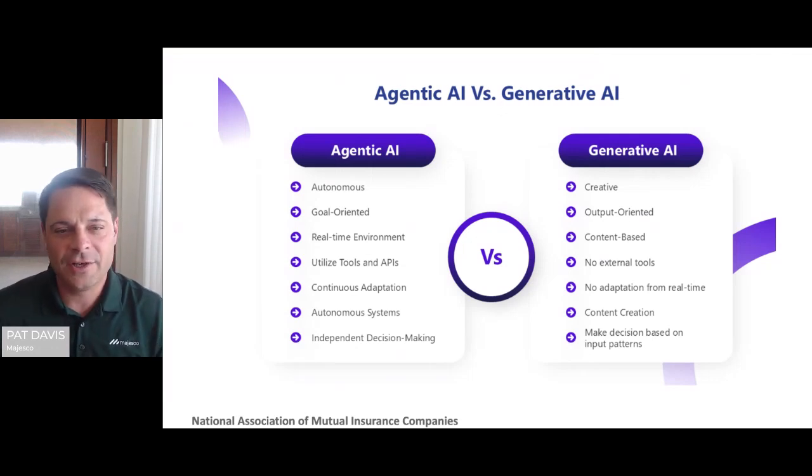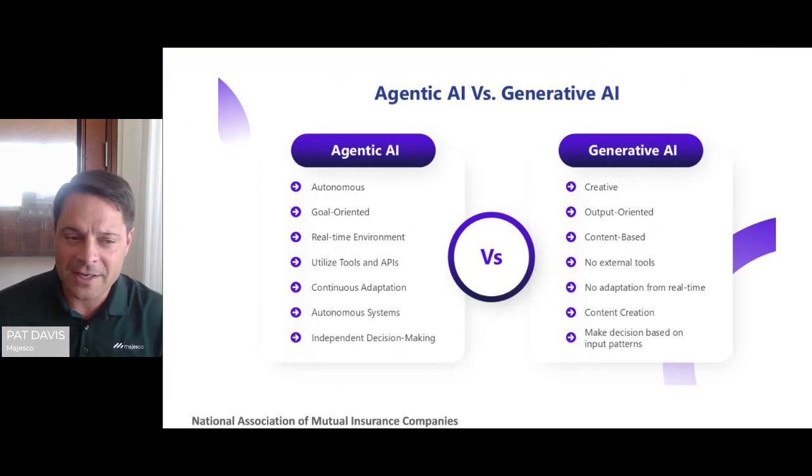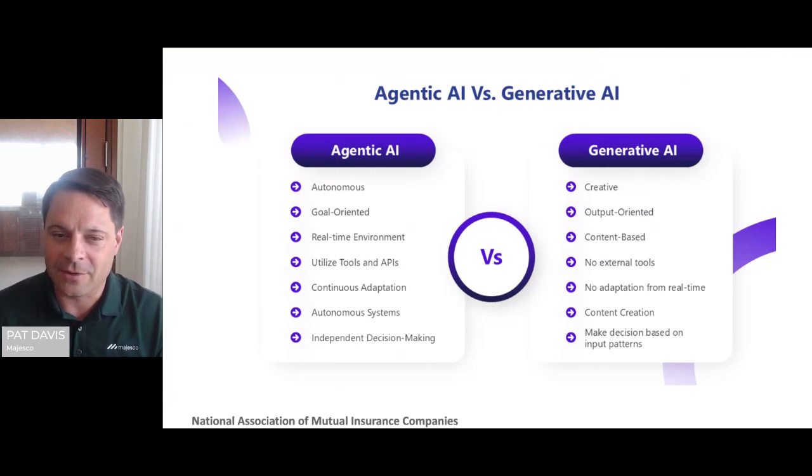So again, agentic versus generative. Agentic is usually autonomous. It usually has a goal in mind, a set of instructions. It's typically real time. It can also be scheduled. It utilizes tools and APIs that are available to it to automatically execute, update data, pull data. It typically is going to continuously adapt and learn from its misgivings. And it can have independent decision making, again, though, based on the rule sets that you provide in natural language.